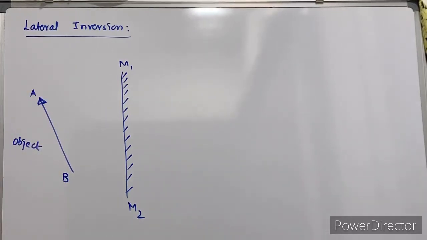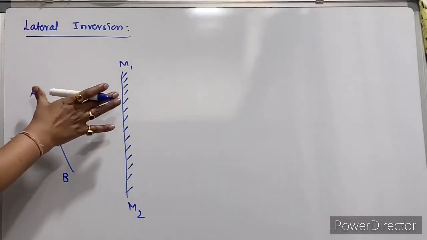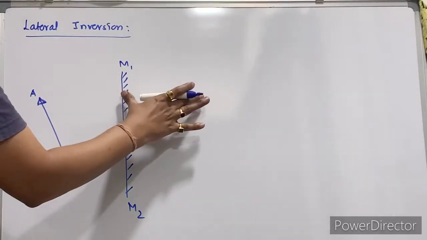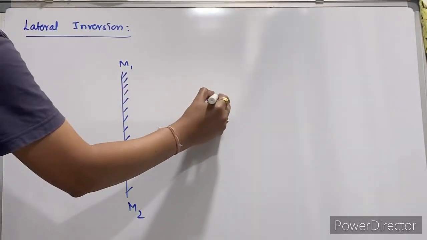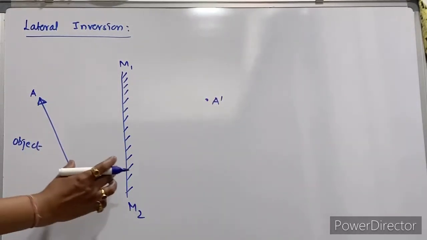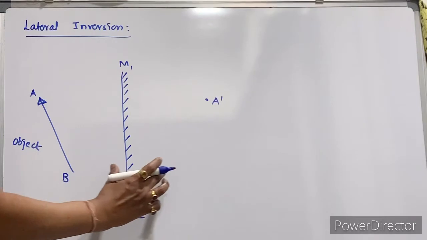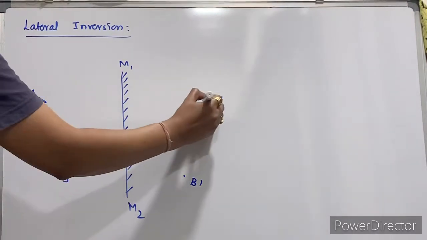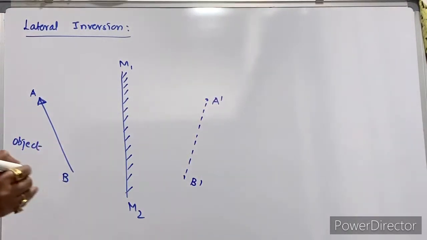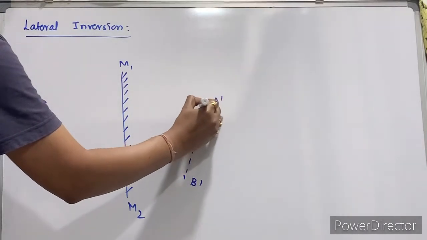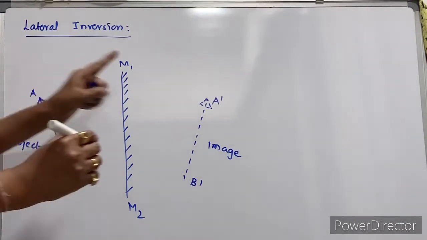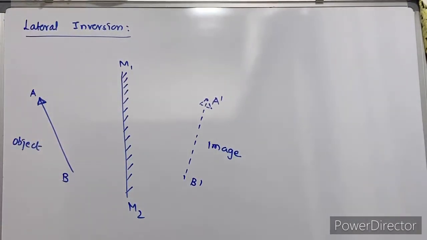Now what I will do? I will select this point A and take the perpendicular distance from A to the mirror. Exactly that distance I will mark over here. Here will be my image A dash. Similarly, exactly this distance I will mark over here. This point will be my B dash. I will join these two points. This will be the image formed. The object is a dark line, the image will be a dotted line. It is virtual. An image formed in a plane mirror is always a virtual image.